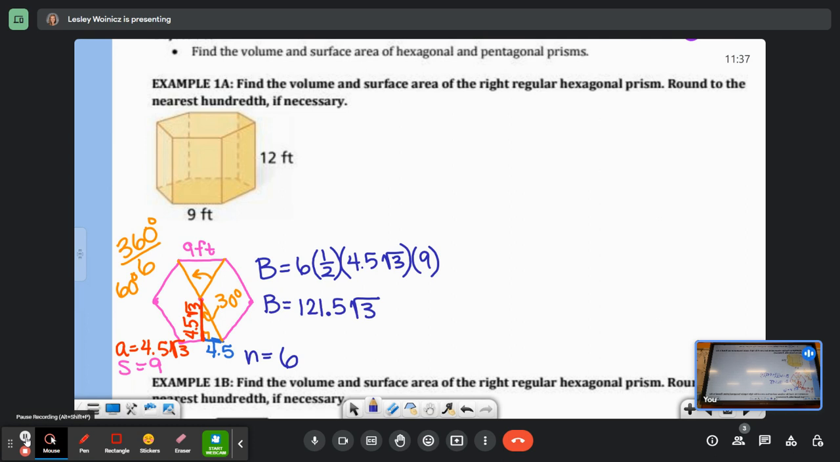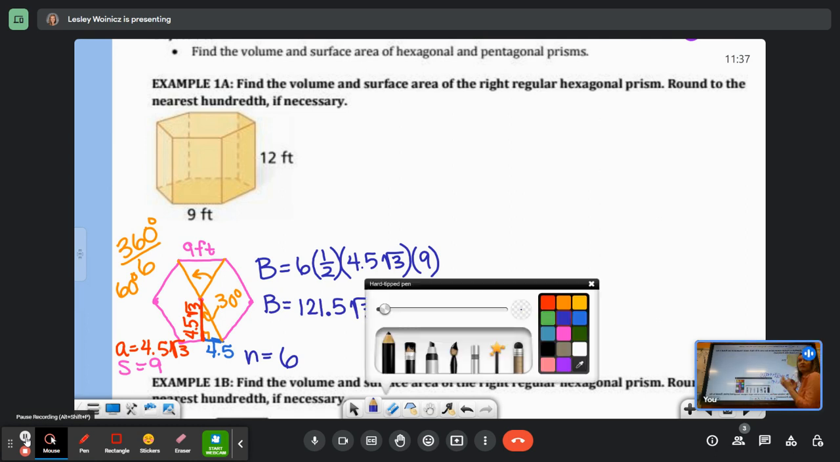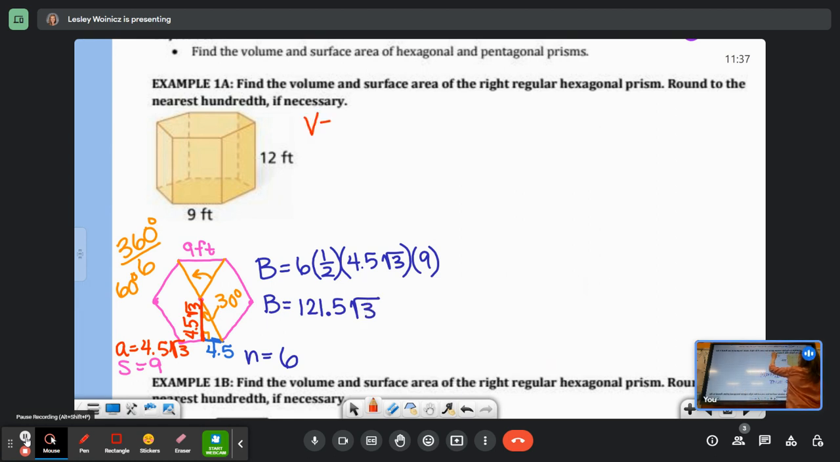Do you want to do volume first? That's what we were doing. We just did the base. We need the base for the volume and for the surface area. Let's do volume first. So the volume is my base times my height. And this is my height of 12. So volume equals my 121.5 root 3. Sorry, I forgot the root 3. Root 3 times my 12 feet high.